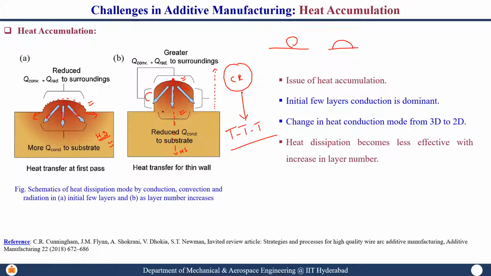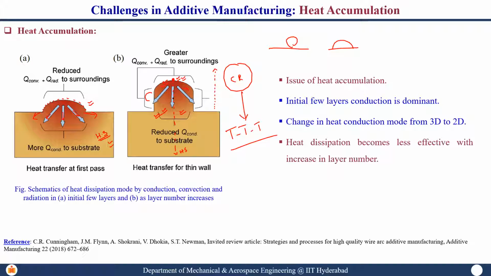In casting and other conventional manufacturing processes, the whole component undergoes the same time temperature transformation curve. But in this case, layer 1 has a different TTT curve, layer N has a different TTT curve, which essentially means the microstructure over here and over here is not the same. So you have an anisotropy in terms of microstructure introduced into your component. So this is the first problem: inhomogeneous microstructure introduces anisotropy into your additively manufactured component.